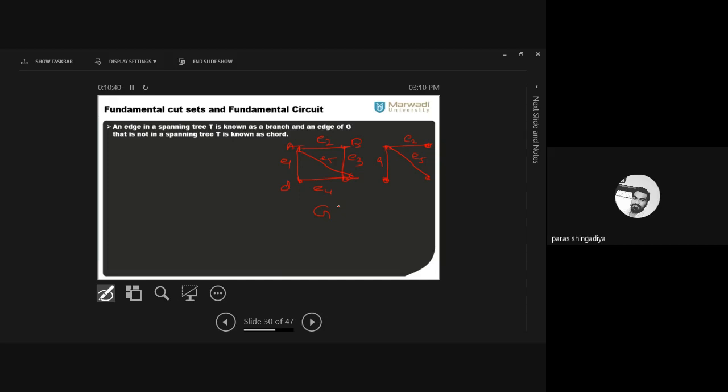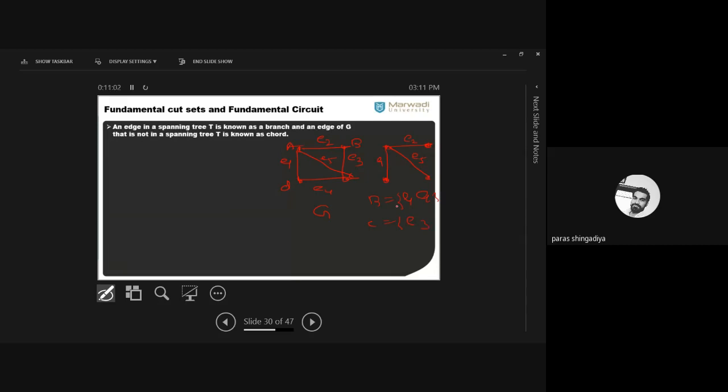So, a definition, one of the results we have to consider here. Edges of the spanning tree are known as branches, and edges of G that are not in the spanning tree are known as chords. So here the branch set is equal to E1, E2 and E5, and the chord set is equal to E3 and E4. Is it clear how we can derive the answer?